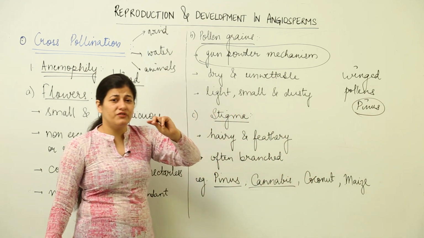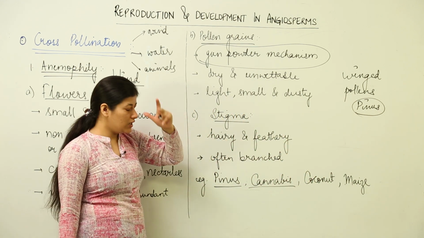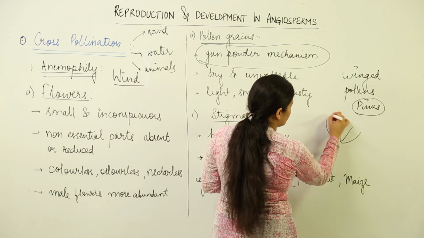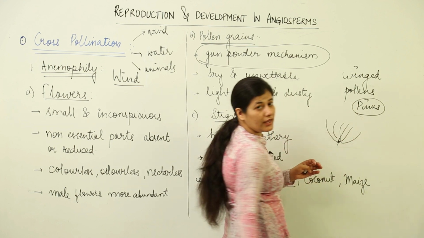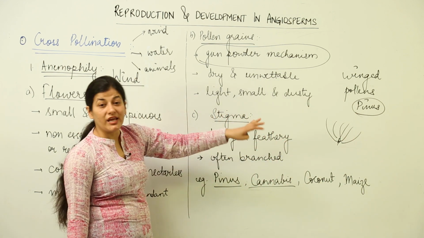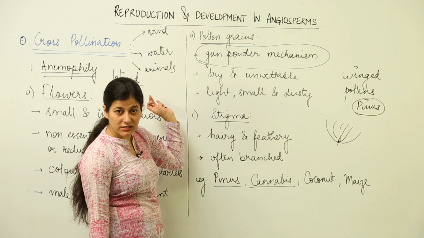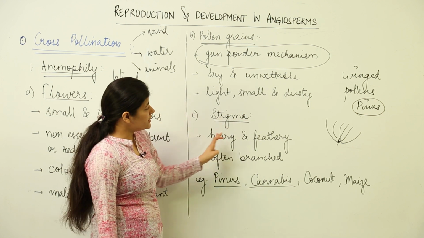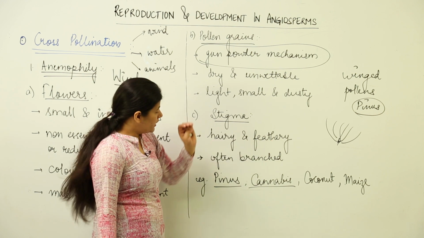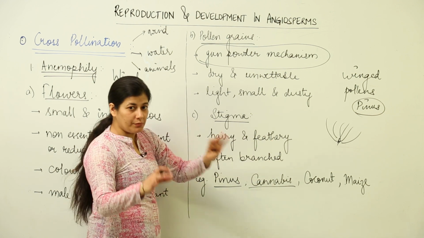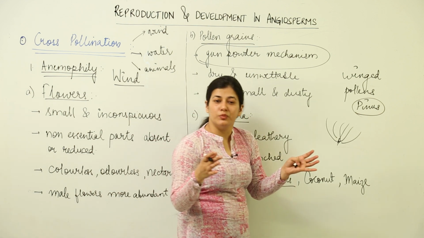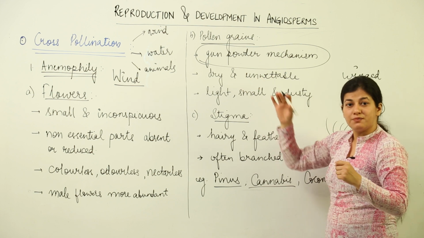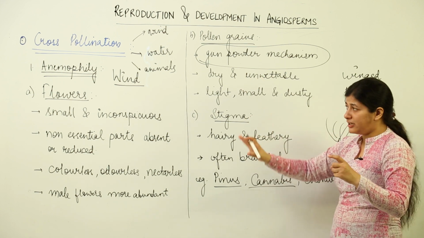You must have seen a few pollens like this, hairy pollens, winged pollens, which fly in the air. They are nothing but the pollen grains of an anemophilous flower. Now coming to the stigma. The stigma is hairy and feathery. It is often branched, and do keep in mind that because this process involves wind, the wind is going to carry away the pollens passively.